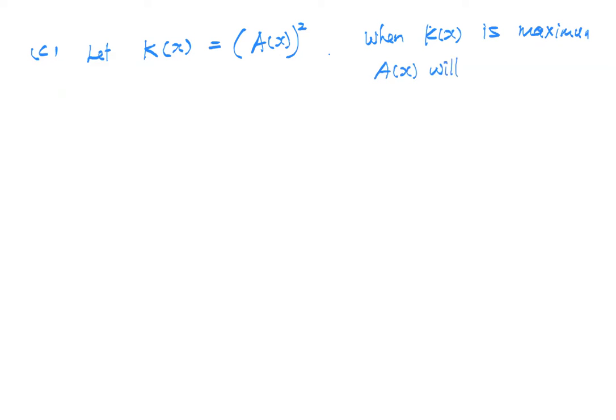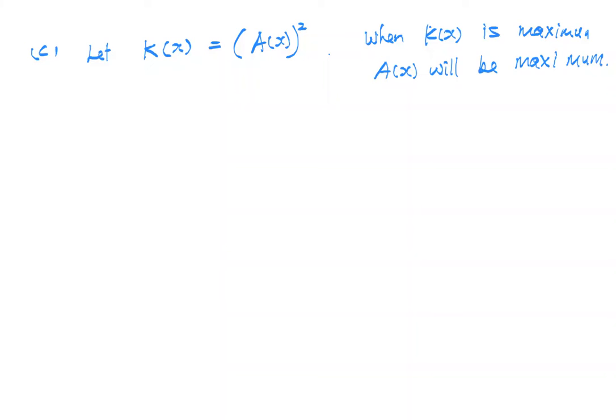So part C, I'm going to let k of x, another function, be equal to A of x, the whole thing squared. Because I know that when k of x is maximum, A of x will be maximum. So this is a concept I use. Are you clear?